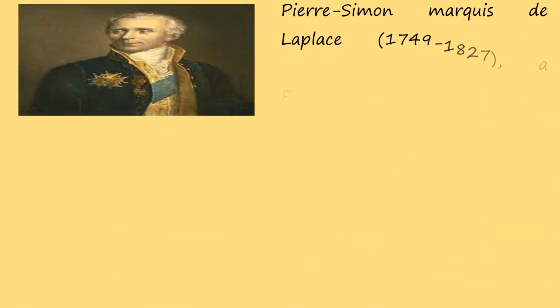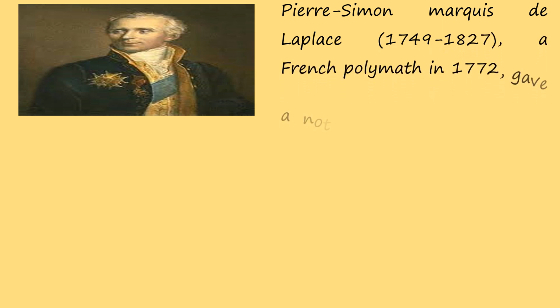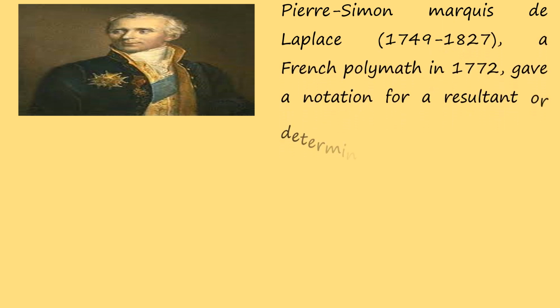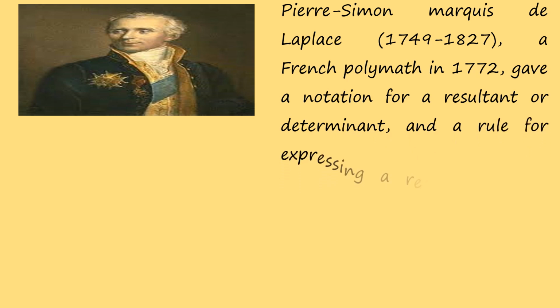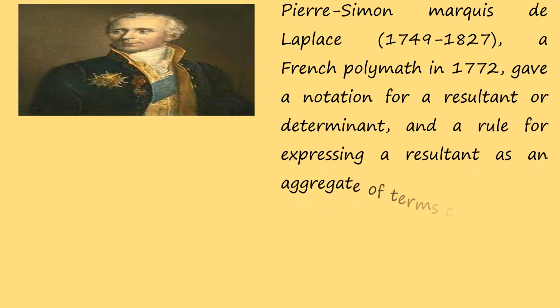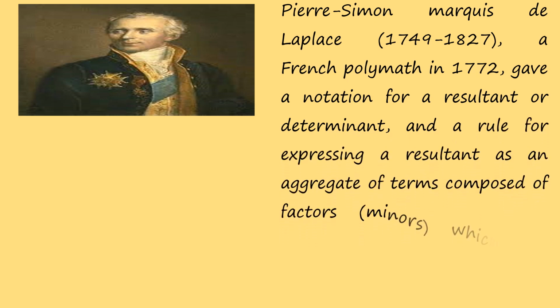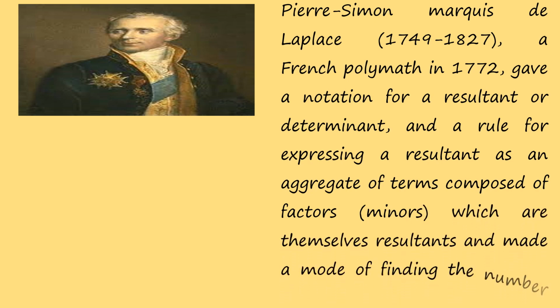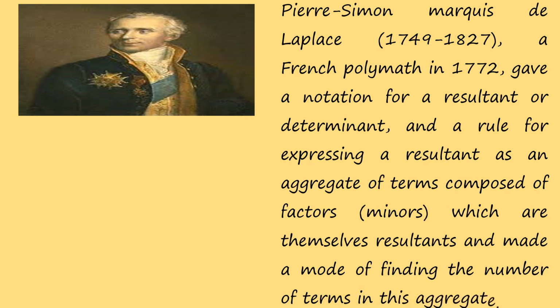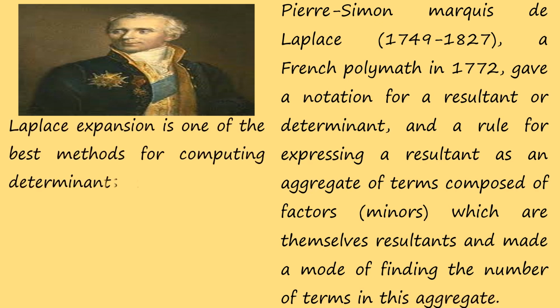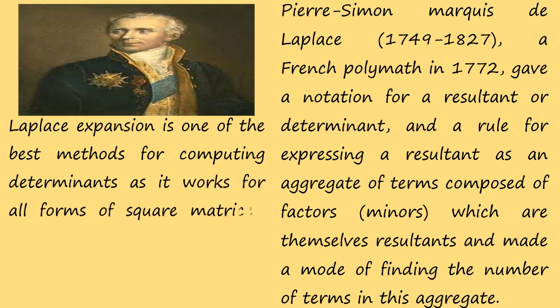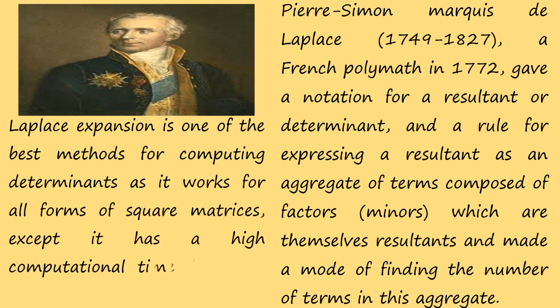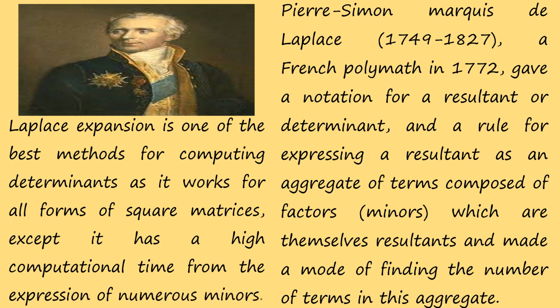Pierre-Simon Laplace, a French polymath, in 1772 gave a notion for a resultant or determinant and a rule for expressing a resultant as an aggregate of terms composed of factors which are minors, which are themselves resultants, and made a mode of finding the number of terms in this aggregate. Laplace expansion is one of the best methods for computing determinants, as it works for all forms of square matrices, except it has a high computational time from the expression of numerous minors.